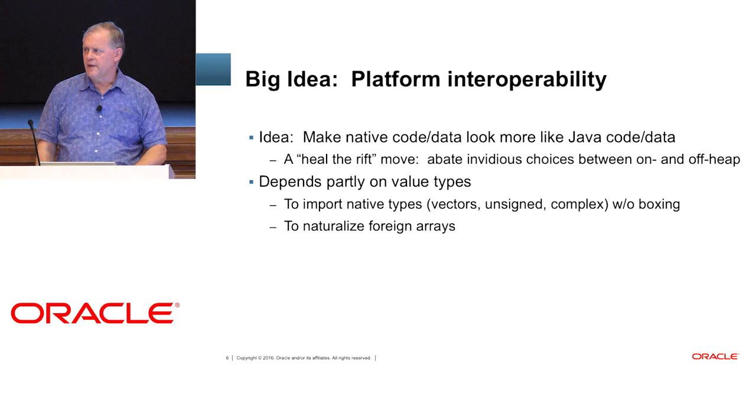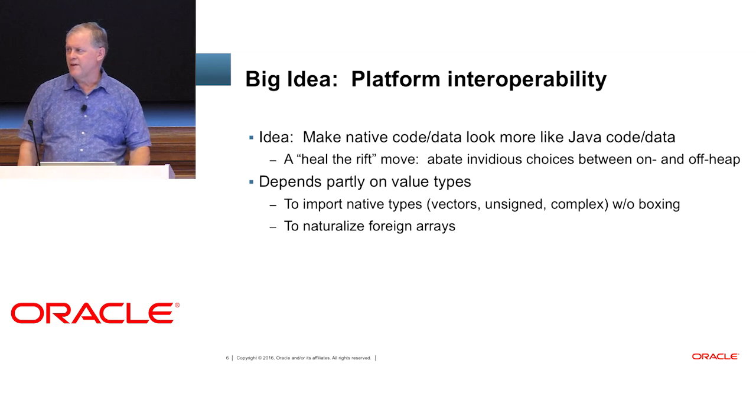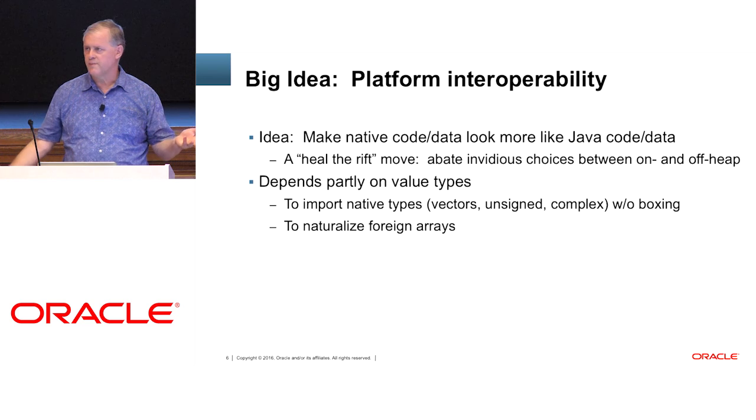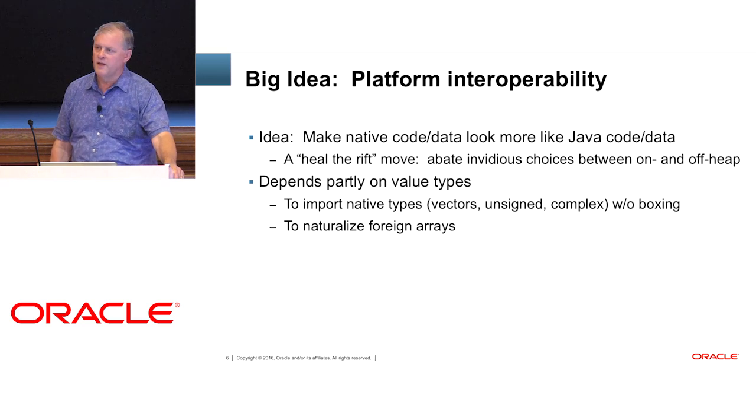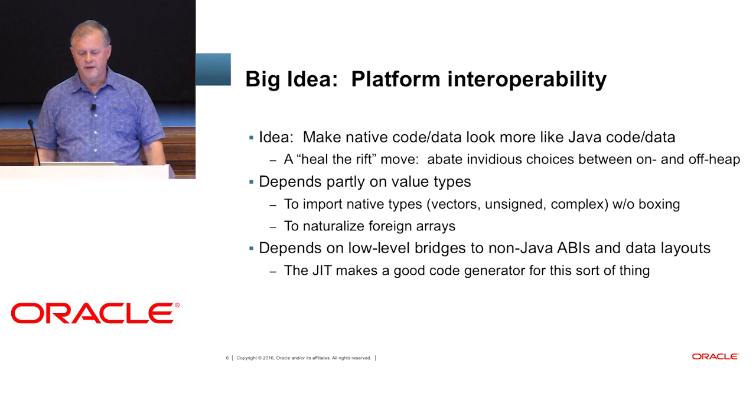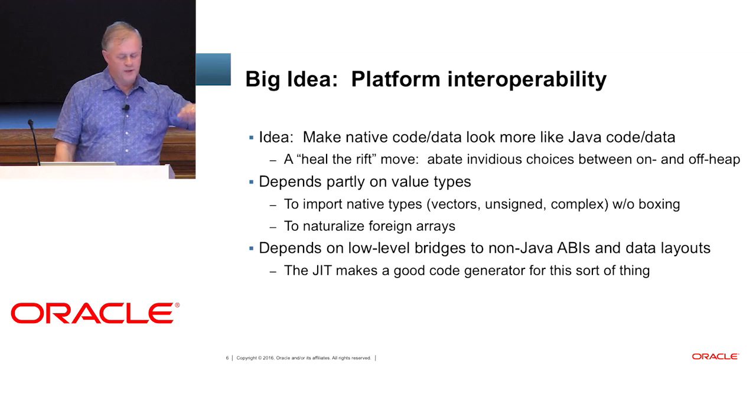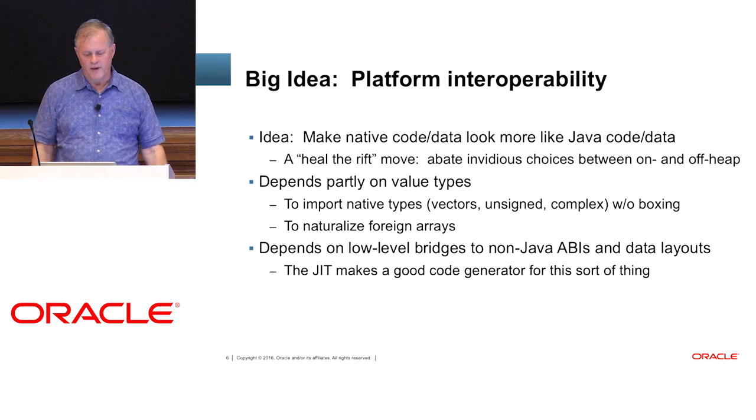This interoperability depends, there's always dependencies between these big ideas, partly on value types. You want value types to represent platform types that aren't in Java's repertoire of primitives. You want parametric polymorphism to deal with things like foreign arrays. You also need some sort of bridging technology to bridge through special ABIs to non-Java methods.